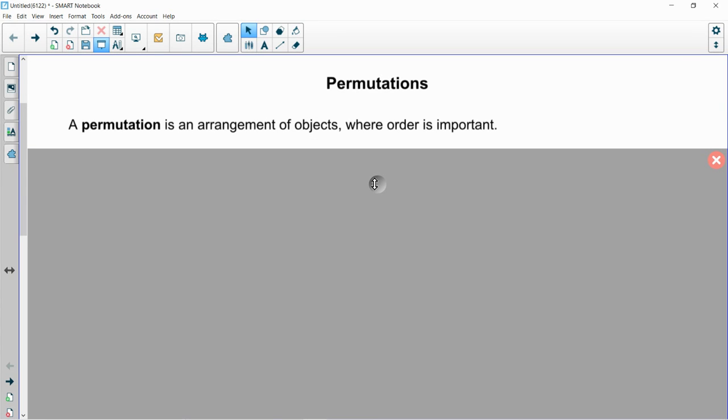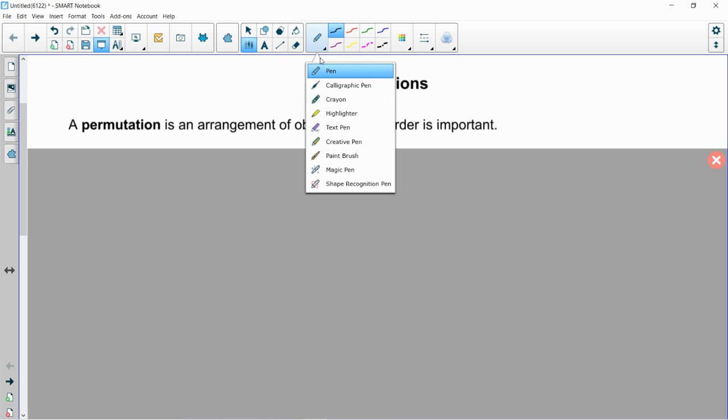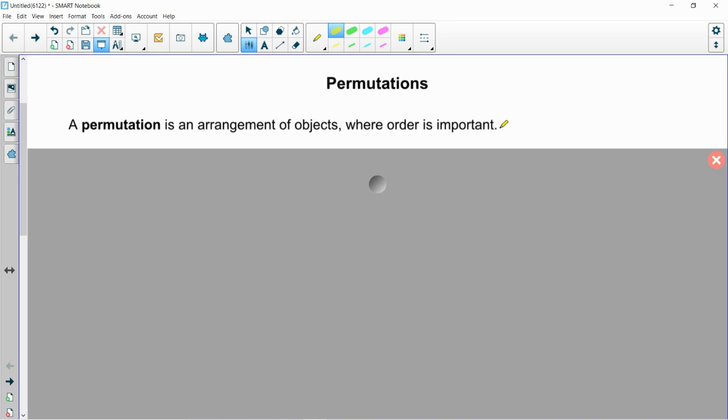So if you do remember, as you already know from Friday, a permutation is an arrangement of objects. And the key is with a permutation, order is important. Okay, so that means given the situation that you have, whatever that situation might be, if you change the order, it changes your answer, or it affects your answer.